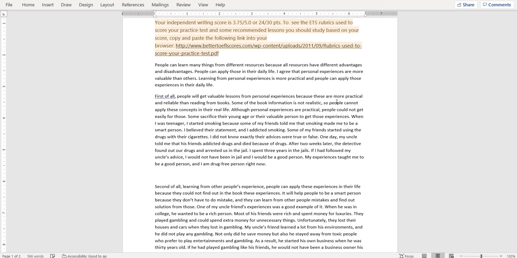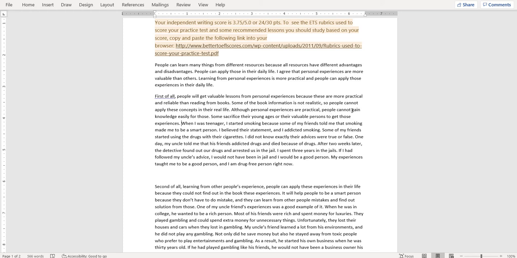Although personal experiences are practical, people cannot get, I'm going to just put cannot get instead of could. How about, maybe if you put this in there, they cannot gain knowledge easily from those. You say some sacrifice their young ages or their valuable persons to get those experiences.